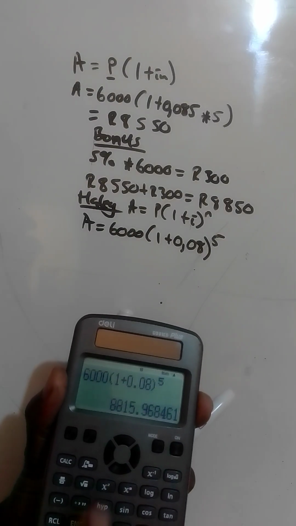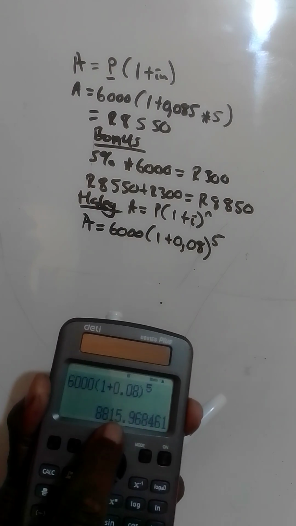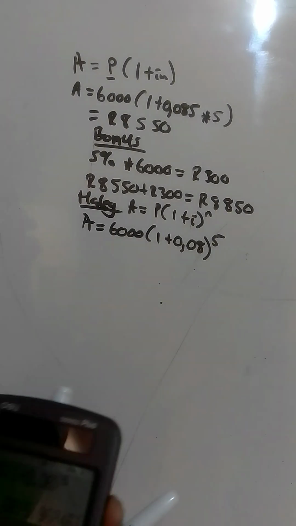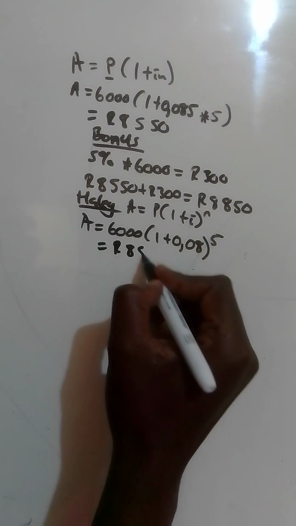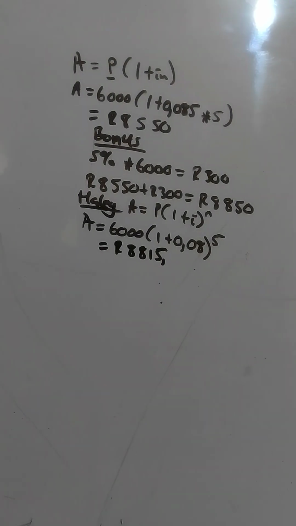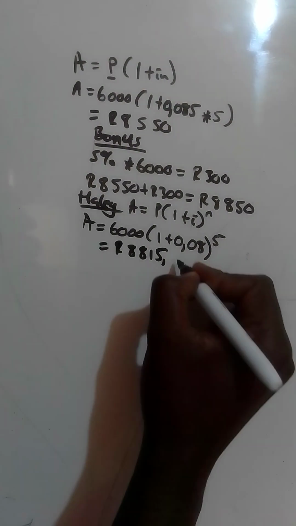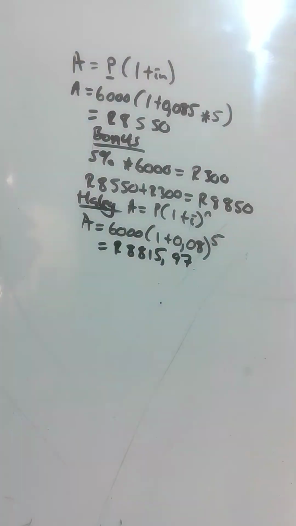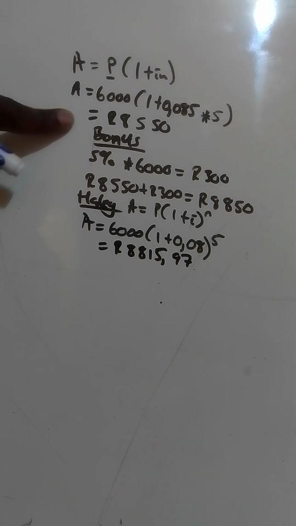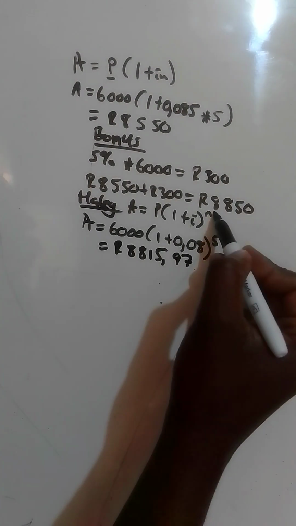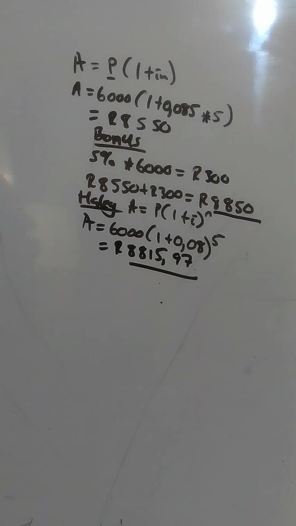So he gets 8,815 rands 97 cents. Sorry about that. So which means that Mervyn is the one who made a better investment choice because he got 8,850 and Haley got 8,815.97. And just like that, guess what happens?